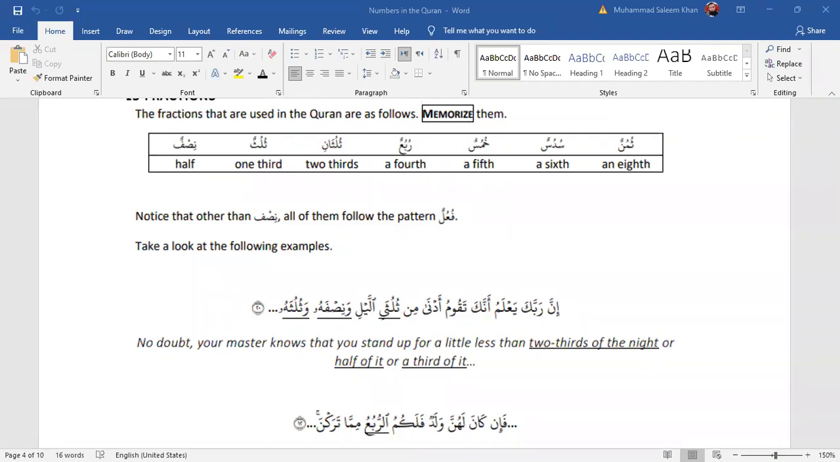The kasra, we have put it over there only because it was sakin, and we put kasra to connect it to the sakin. Okay. All right. Does it make sense to you?